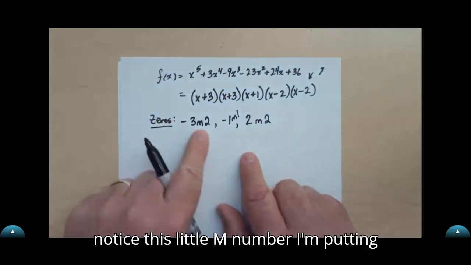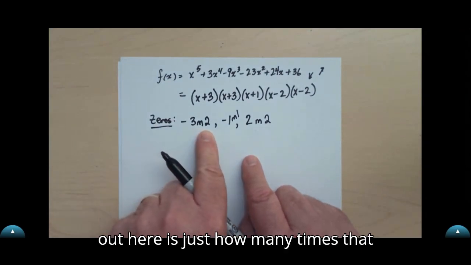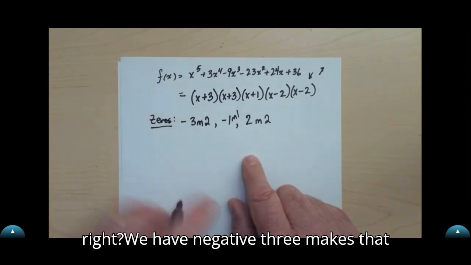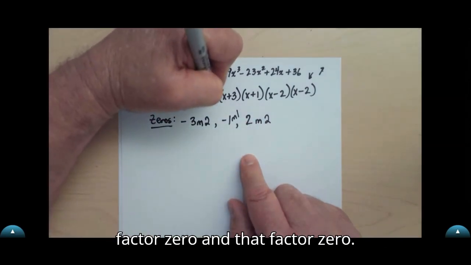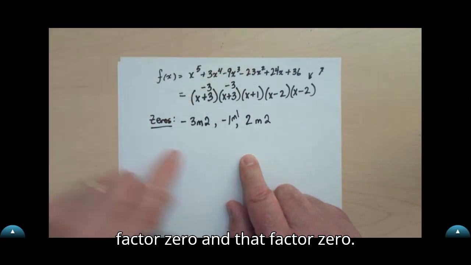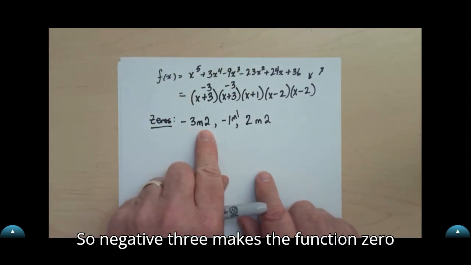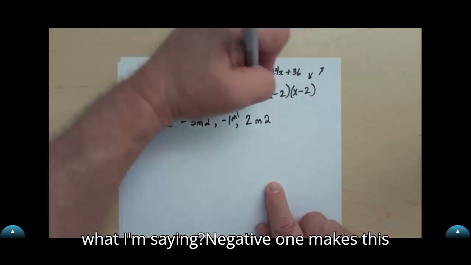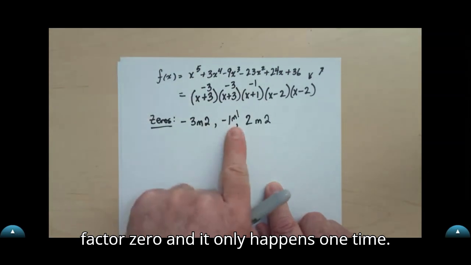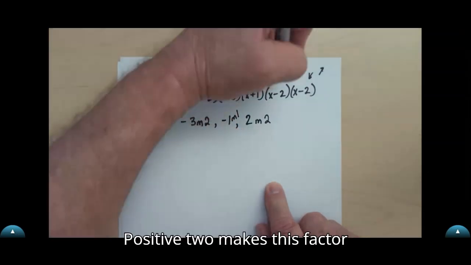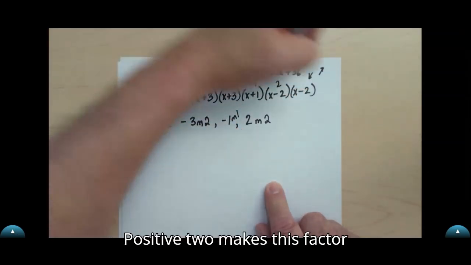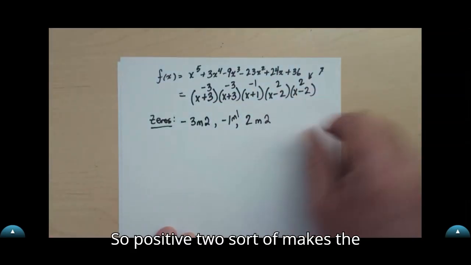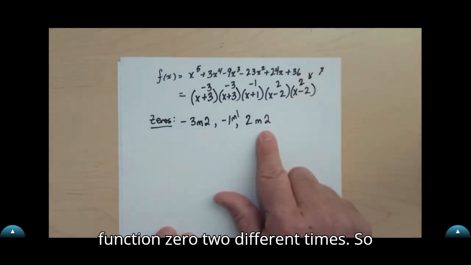So notice this little M number I'm putting out here is just how many times that number occurs as a 0, right? We have -3 makes that factor 0 and that factor 0. So -3 makes the function 0 sort of 2 different times. Y'all see what I'm saying? -1 makes this factor 0 and it only happens 1 time. +2 makes this factor 0 and it also makes this factor 0. So +2 sort of makes the function 0 2 different times.